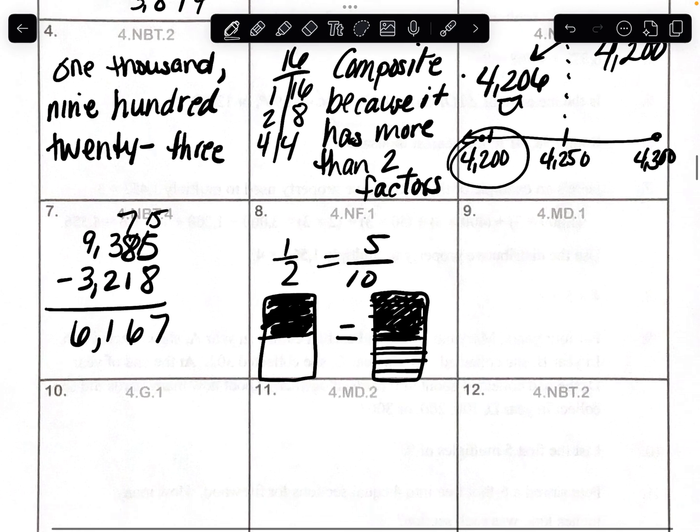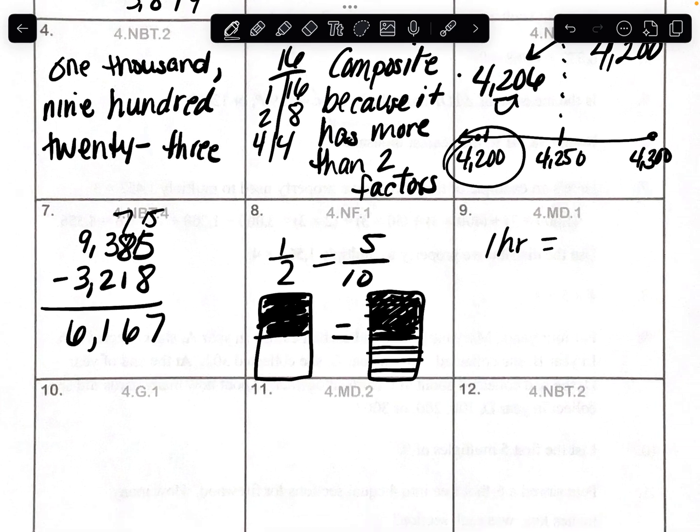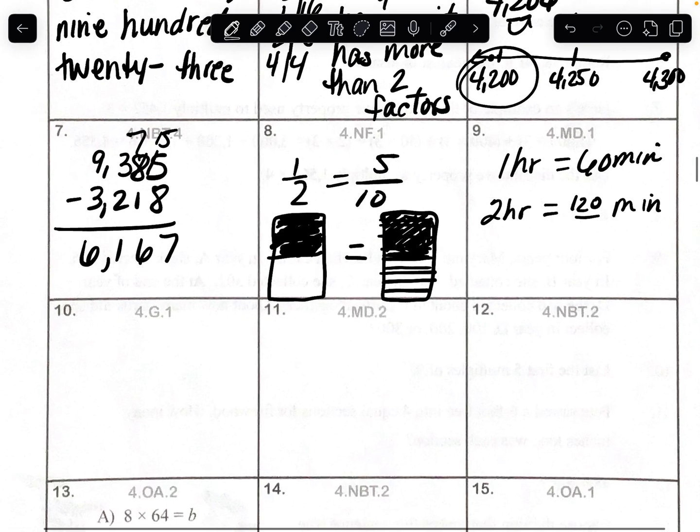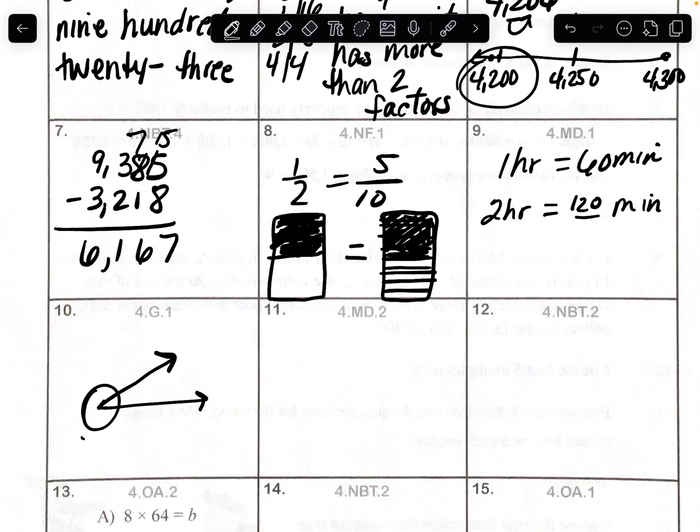All right, number 9 says if 1 hour equals 60 minutes, how many does 2 hours equal? All right, well, to do that, you just add 60 plus 60 is 120 minutes. All right, number 10 says an angle that measures less than 90 degrees is an acute angle. Draw an acute angle. It could face any direction, but that's an idea. Just make sure you have 2 rays connected by an endpoint, which is called a vertex, and you will have an acute angle. It's less than 90 degrees.